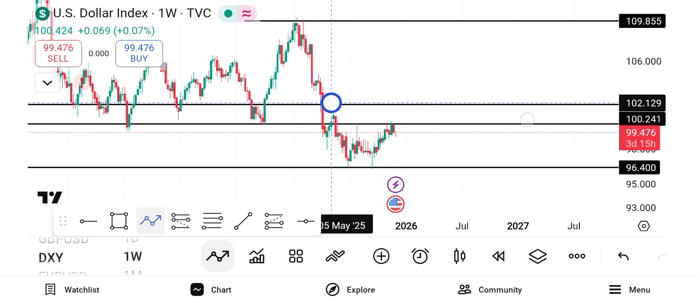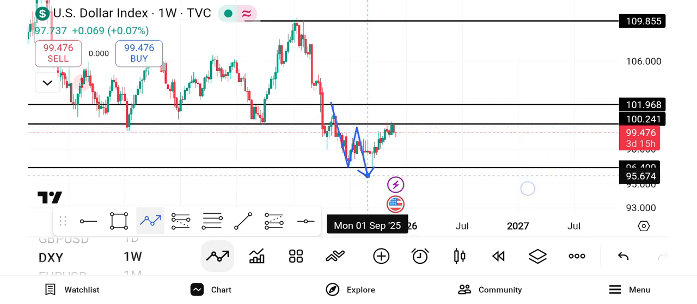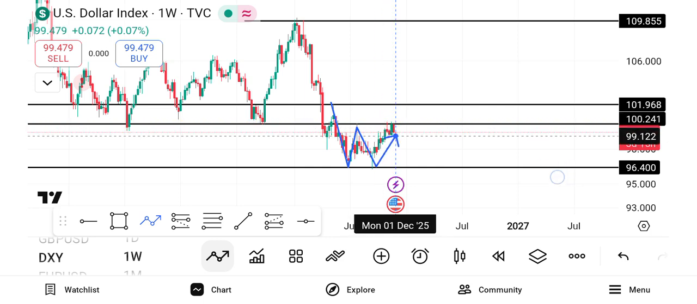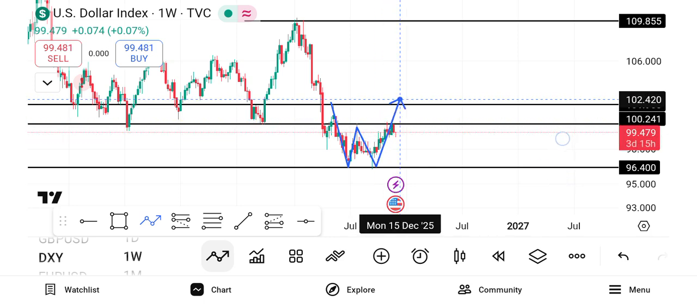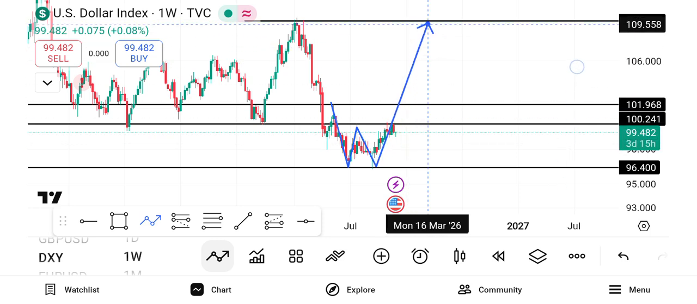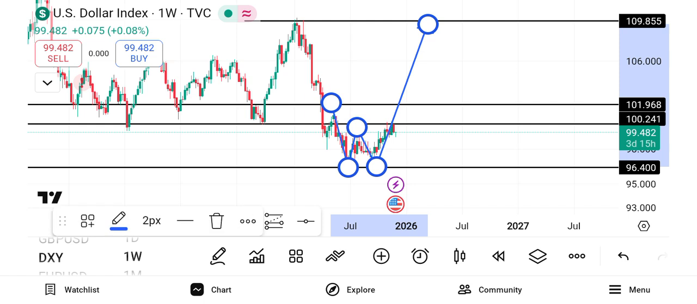I said this in my last video, the market has given us a double bottom chart pattern. The only thing stopping it from giving us a full reversal is this neckline. Price is finding it hard to break this neckline. Once we are able to break this neckline, trust me, the US dollar is going up here.